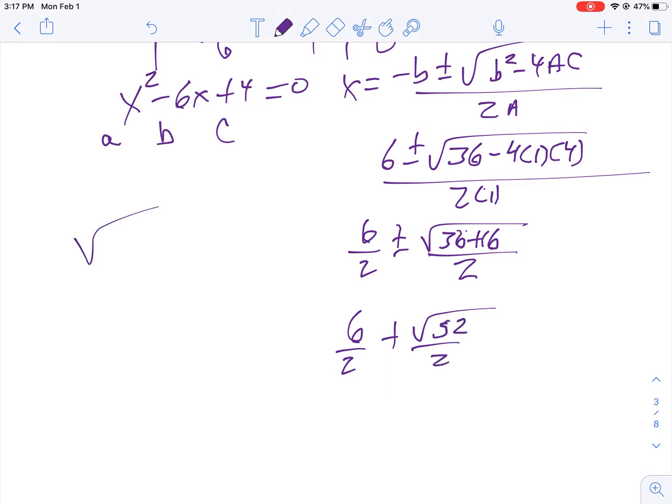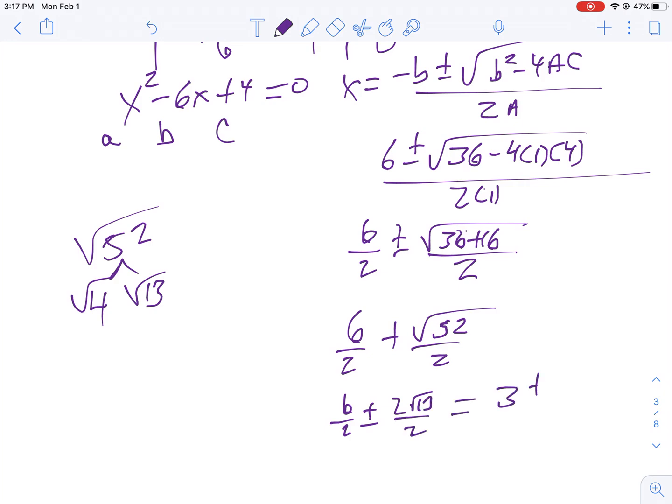I can simplify the square root of 52 over here. 4 goes into 52 how many times? 13 times. So we get 2 square roots of 13. Now I can reduce the 2, so I get 3 plus or minus the square root of 13. Not 2 square roots of 13, but the square root of 13, because the 2 is reduced.